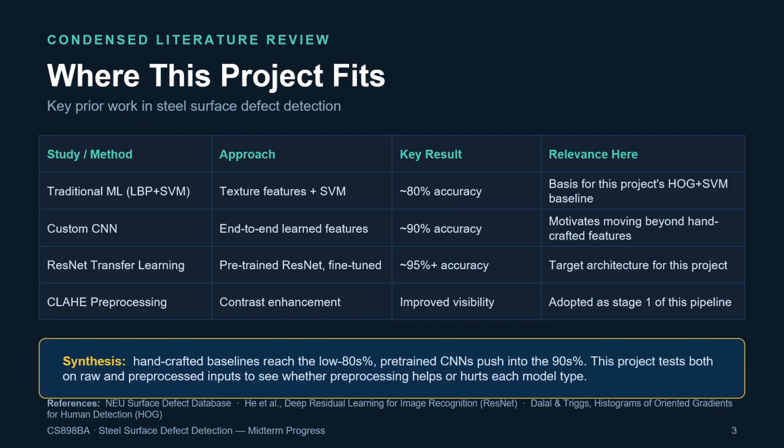So before starting the implementation, I studied previous research on steel surface defect detection. Earlier methods mostly used image features such as HOG, LBP, and GLCM together with machine learning models like SVM. More recent work uses deep learning models such as ResNet 50, which can learn image features automatically. Based on this research, I decided to compare the traditional HOG SVM model with the ResNet transfer learning model. This comparison helped me understand how both methods perform on the same dataset.